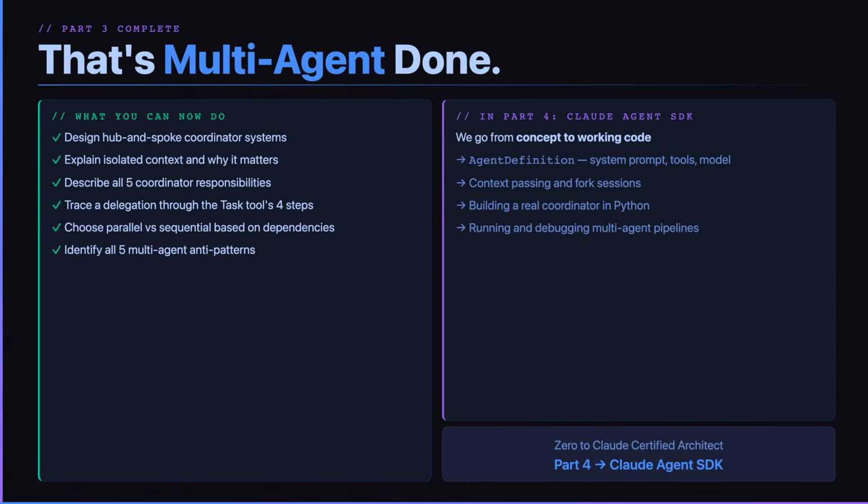That covers task 1.2, the multi-agent coordinator pattern. You now have the complete mental model. Hub and spoke architecture, isolated context, the 5 responsibilities, the task tool, parallel versus sequential, dynamic routing, structured handoffs, and all 5 anti-patterns. In Part 4, we go from concept to code with the Claude Agent SDK. We'll build a real coordinator using agent definition, wire up context passing, and run a working multi-agent pipeline in Python.